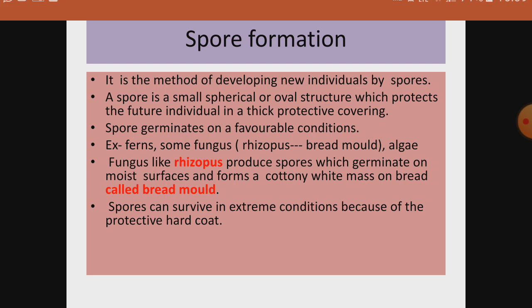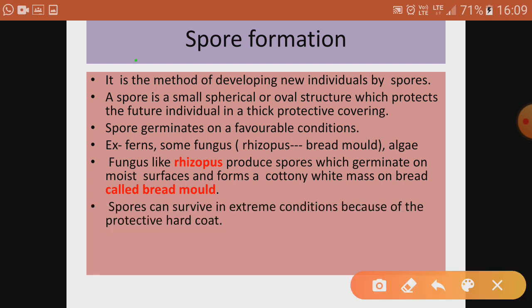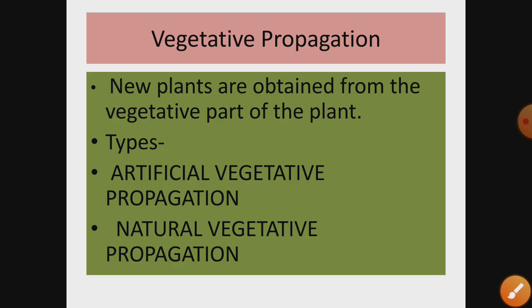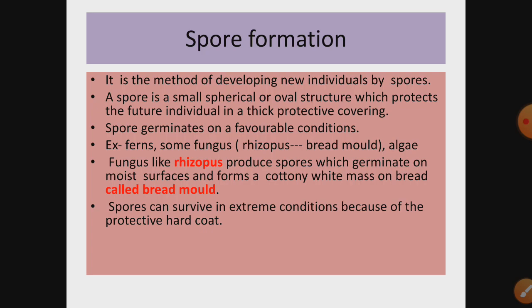Now, the next important type of asexual reproduction is spore formation. Now what happens in spore formation? Basically it is found in Rhizopus or the bread mold. Rhizopus is commonly called bread mold, and it is a kind of fungus. I wanted to give you the explanation with the help of a diagram.